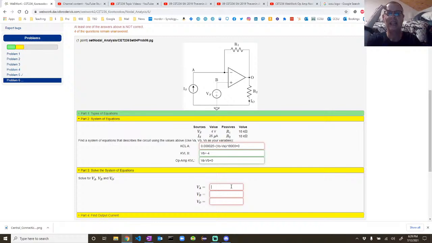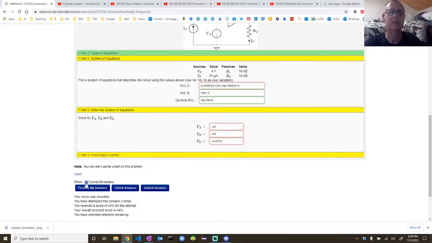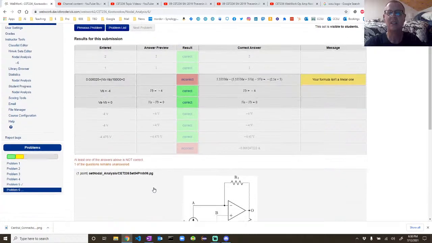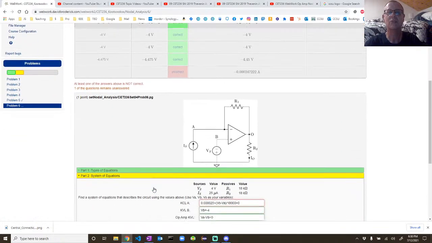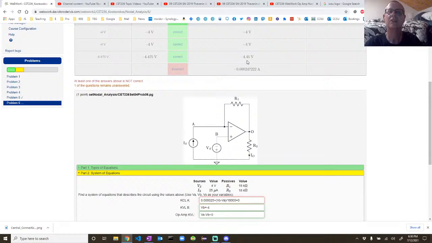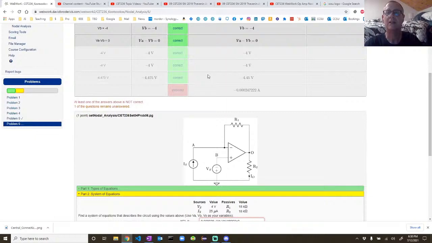Right, so then VA and VB are both minus 4 volts. And I think I said that, was it 4.475? Is that right? And I'll show the correct answers for my version as well. Yeah, so they're all correct. Well, it says 4.45, but it looks like I got within the tolerance.